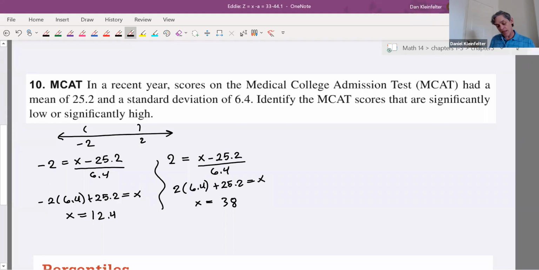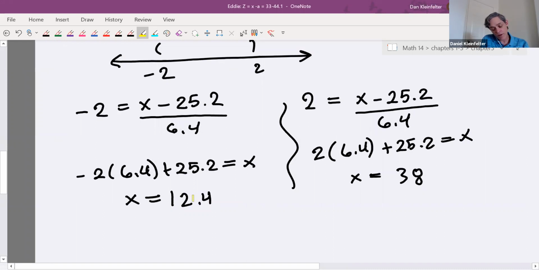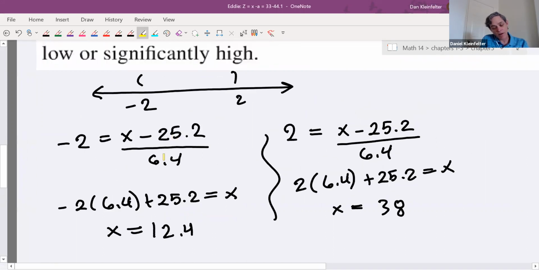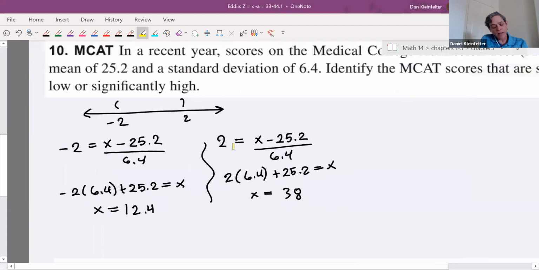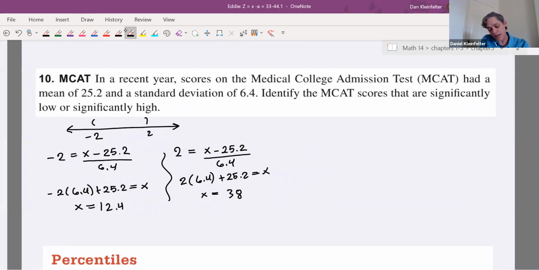I've gone through the calculations here, and for a z-score of -2, going through the algebra, we would end up with an x value of 12.4. I've set up our x minus mu over sigma formula, and went through the algebra steps to solve for our score. And then for a z of +2, same basic formula, solved that for x and got 38. So the cutoffs corresponding to plus or minus 2 standard deviations would be 12.4 and 38.